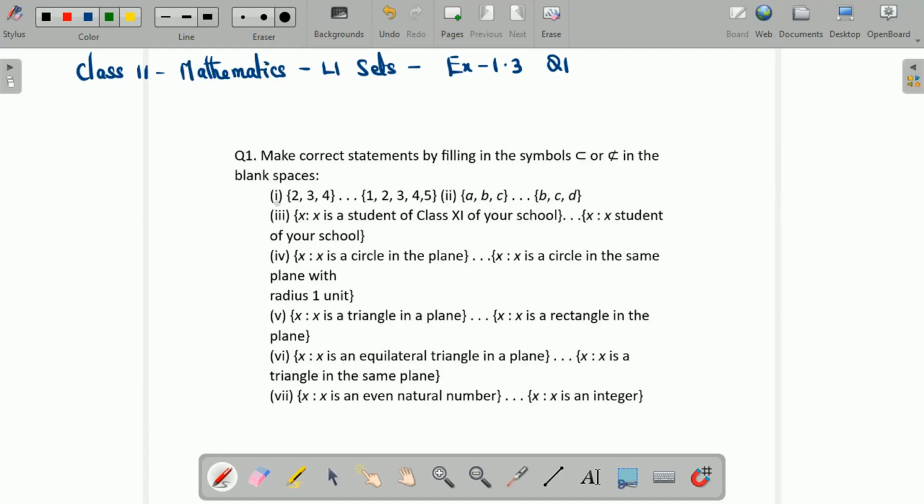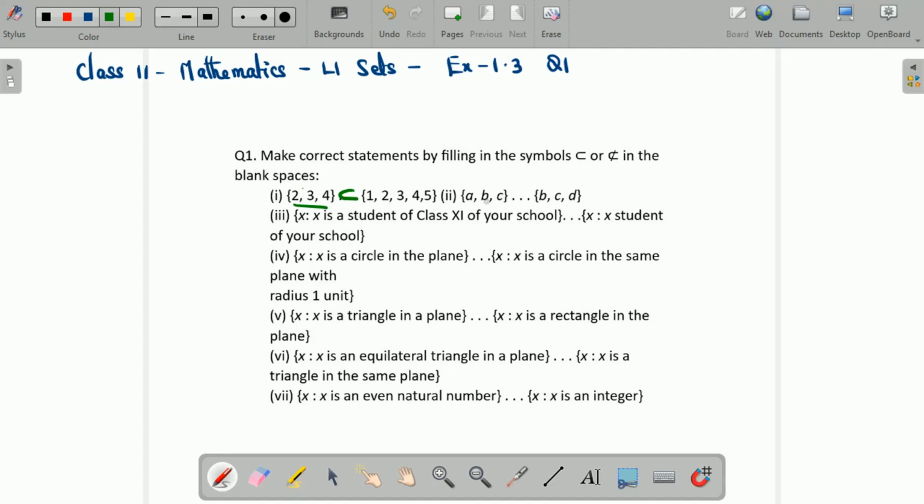It is given in the left side as 2, 3 and 4. In the right side set, it is 1, 2, 3, 4, 5. If you see, all the elements in the left set, 2, 3 and 4, are also there in this right side set, 1, 2, 3, 4, 5. Therefore, the left set is actually a subset of the right set. Now let's take up the second one.